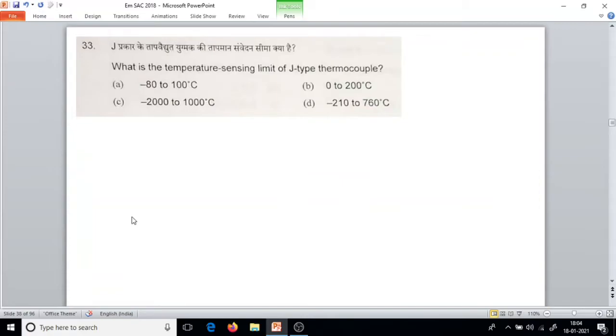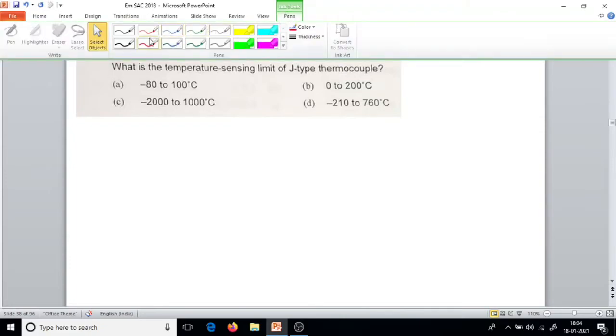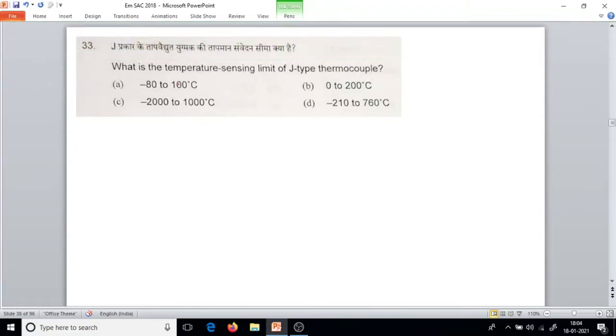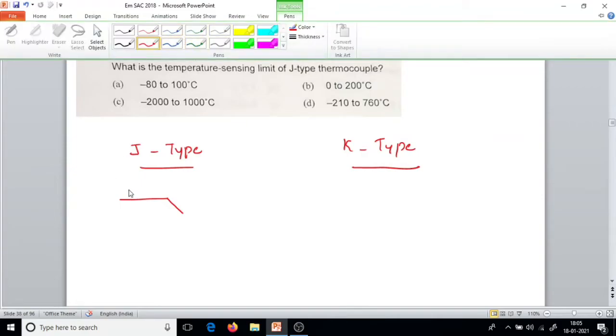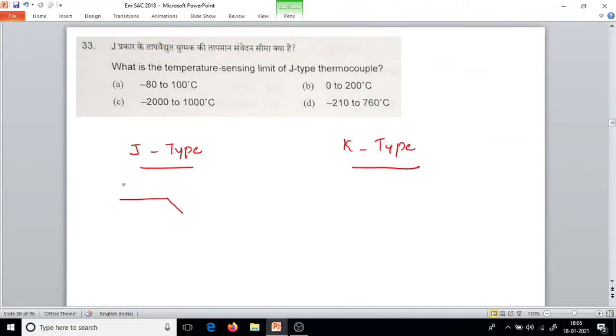Question number 33. What is the temperature sensing limit of J-type thermocouple? There are mainly two types of thermocouples, J-type and K-type. These are the main two types of thermocouples. The J-type is made up of two metals, a metal or alloy combination.